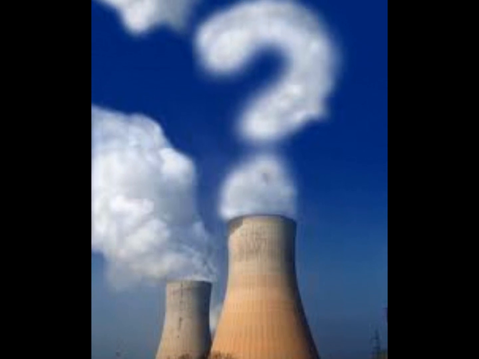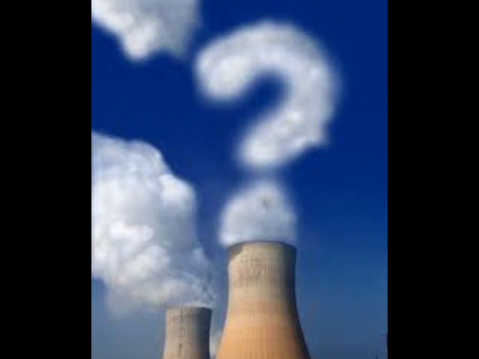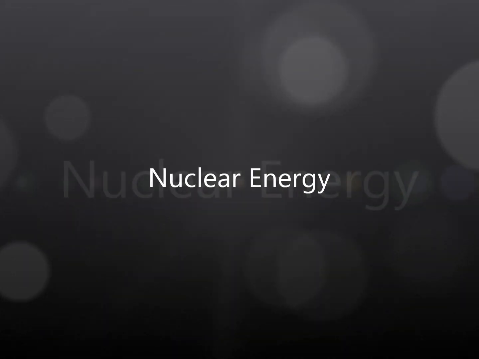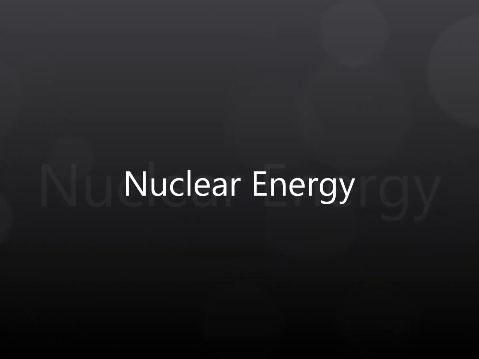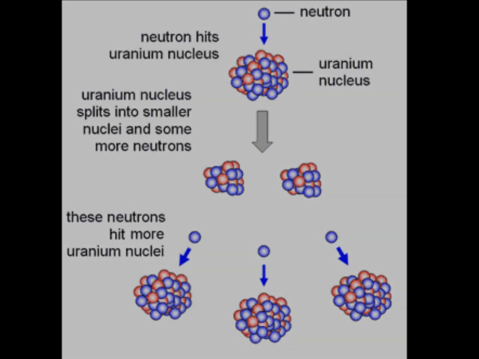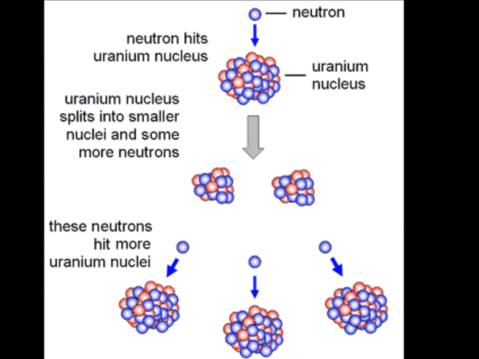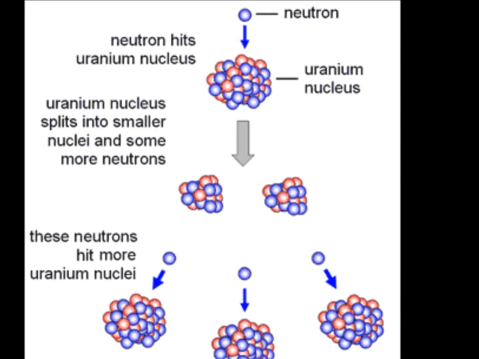Nuclear energy. Energy found in the nuclear structure of atoms. Nuclear power is produced when a nucleus absorbs a neutron and splits into two lighter nuclei. This releases enormous amounts of energy, which in turn produces heat.